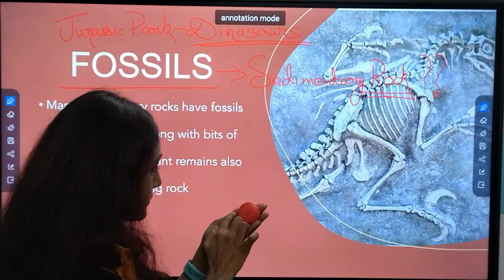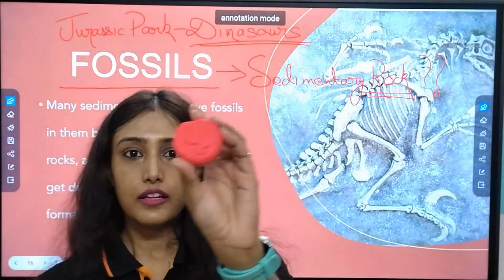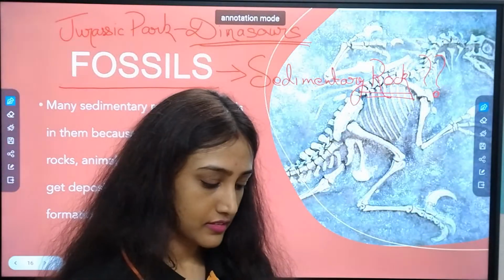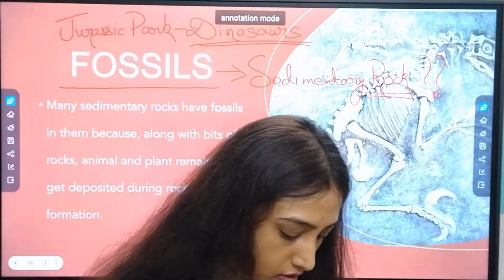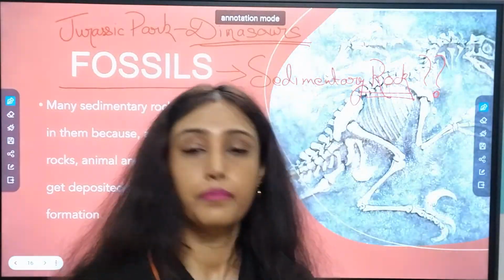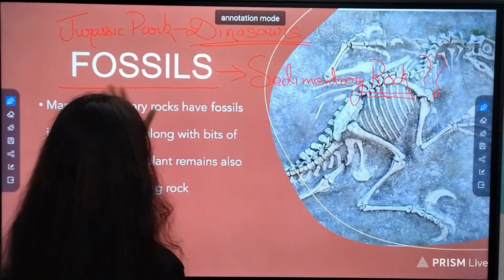See, such a beautiful one, it is being formed, right? So this is how fossils are formed. I hope the concept is very much clear to you and you will never forget.